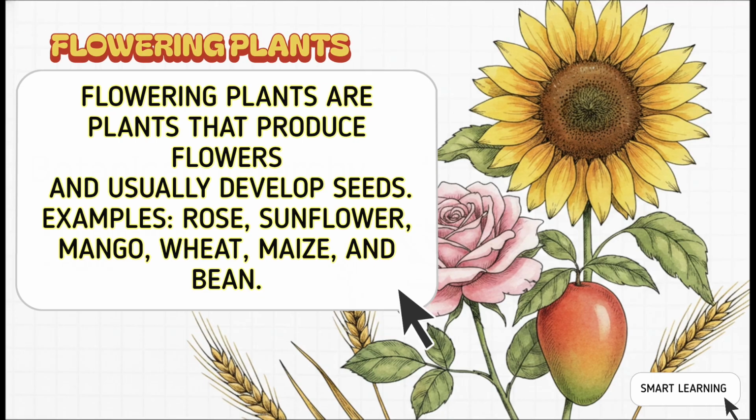Flowering plants are exactly what they sound like, plants that produce flowers, and they usually develop seeds too. You probably recognize a ton of these already. Think of a beautiful rose, a bright sunflower, a sweet mango tree, or even crops like wheat, maize, and bean plants. All of these belong to this one massive group.